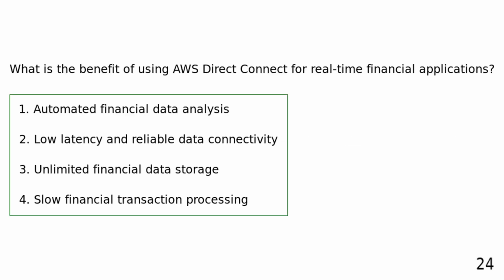What is the benefit of using AWS Direct Connect for real-time financial applications? Automated financial data analysis. Low latency and reliable data connectivity. Unlimited financial data storage. Slow financial transaction processing.